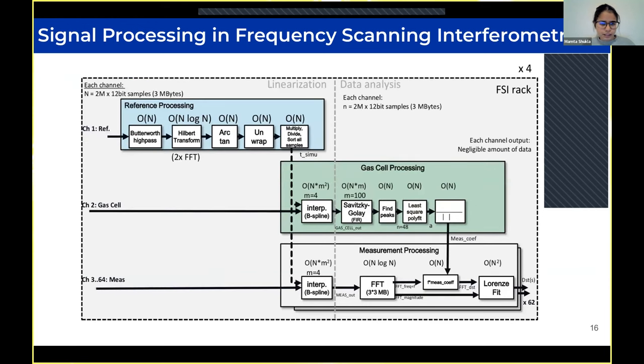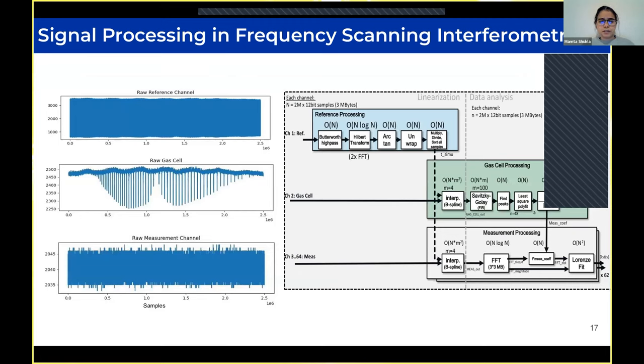This is a bit more detail. You have your reference cell data. It has to be filtered through a Butterworth filter for a cutoff frequency, because we want to acquire the signal at particular frequencies and also to ease the calculation. With this reference signal, we need certain parameters like instantaneous phase and instantaneous frequency, and then use these parameters for our gas cell and the measurement channel to know at what time stamp we are looking to identify the distance. This is how exactly the raw signal looks.